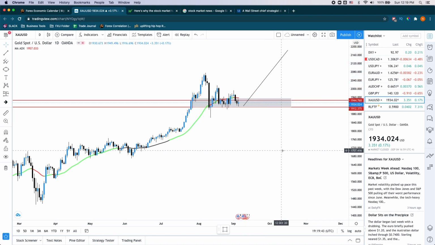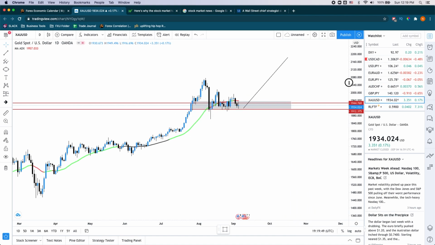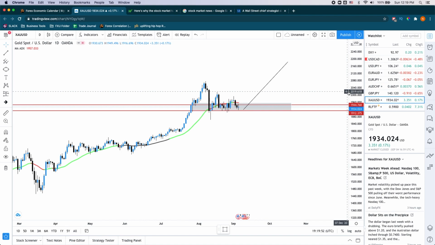We know that there is a correlation with the dollar and gold. If the dollar is going down in value, then gold should continue to go up because people are hedging against the dollar. So just be on the lookout for that.